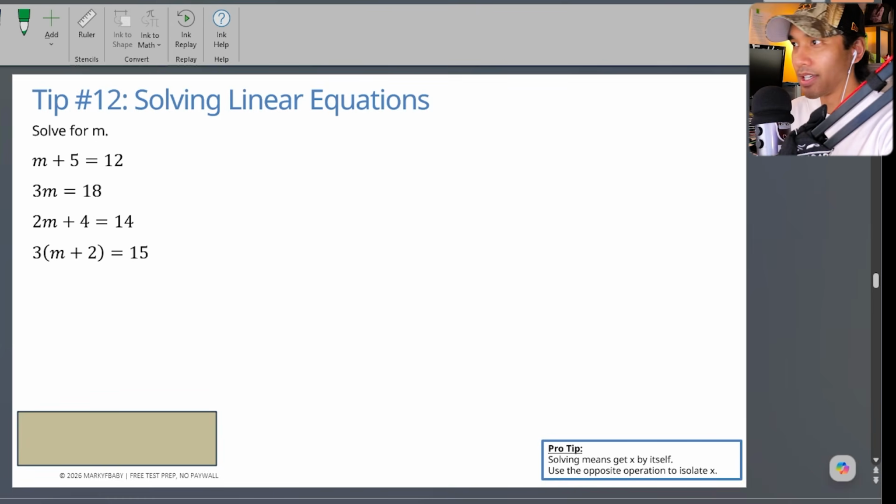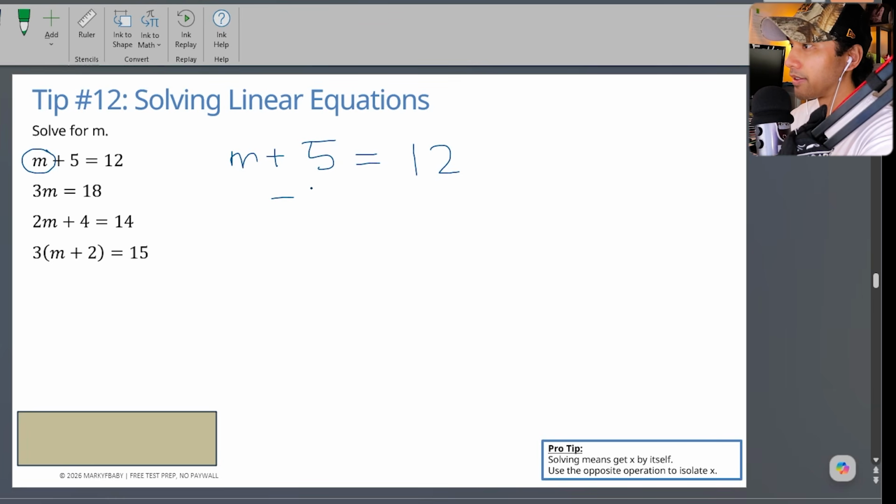Tip number 12. Solving linear equations. Solve for m. m plus 5 equals 12. All we have to do here is isolate the m. How can we isolate the m? In this case, we have to minus 5. And whatever you do on one side, you must do on the other side. Minus 5, then minus 5, then we get m equals 12 minus 5 is 7.